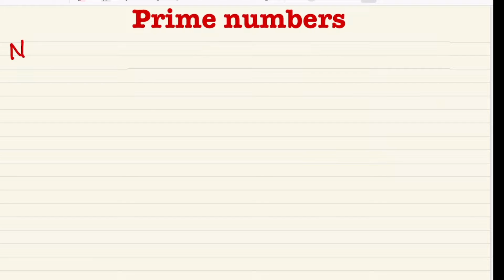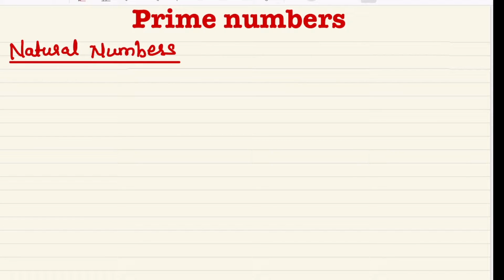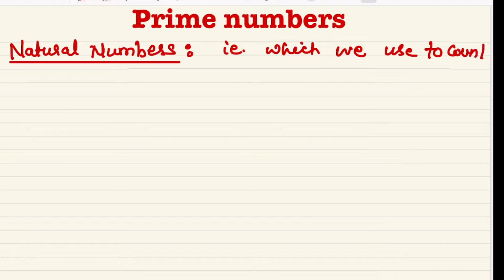Now, natural numbers. First of all, see what are natural numbers. Natural numbers are the counting numbers, that is numbers which we use to count. Natural numbers start from 1, 2, 3 and so on. The lowest natural number is 1.